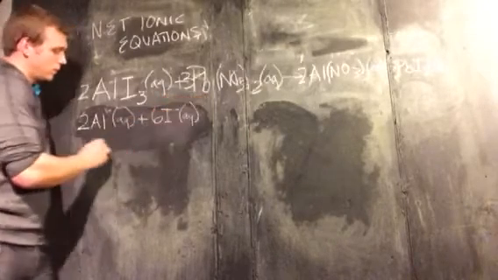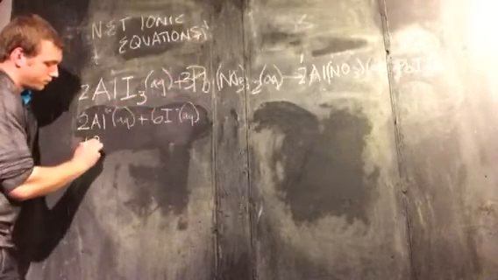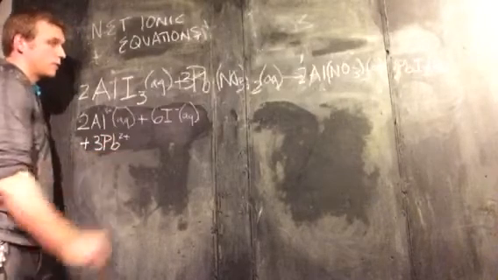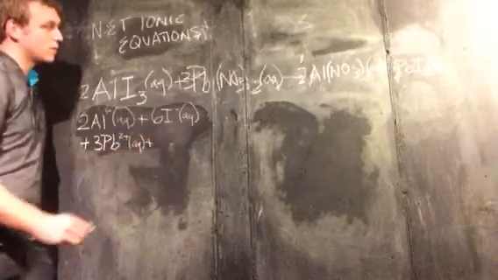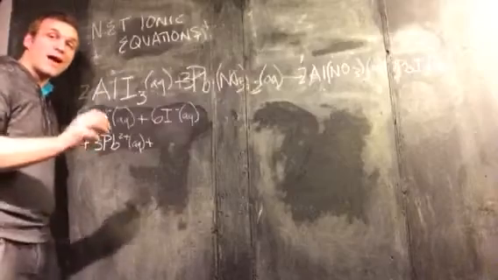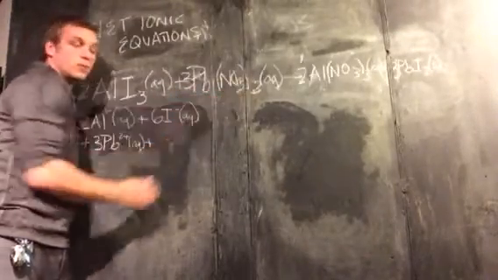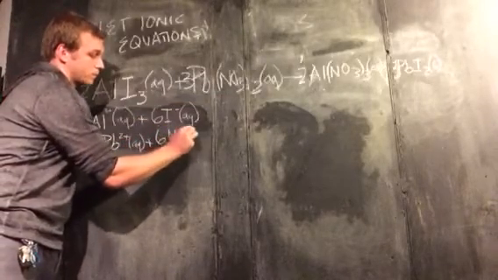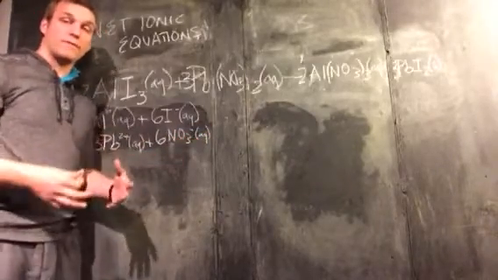Let's keep going. Plus, I have 3 leads. Each lead has a 2 positive charge, and it's dissolved in water. Plus, I have 3 × 2 nitrate ions. Now we're taking the ions, not the atoms. 3 × 2 is 6 nitrate ions, and those are also aqueous. So we have all of this stuff in solution.